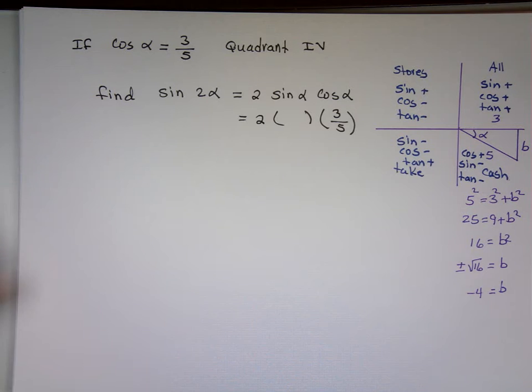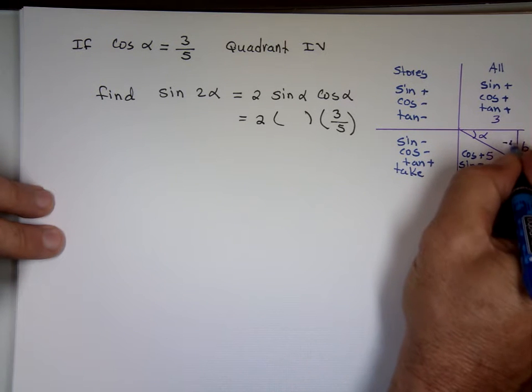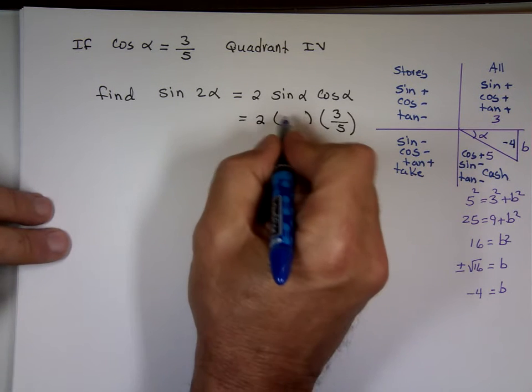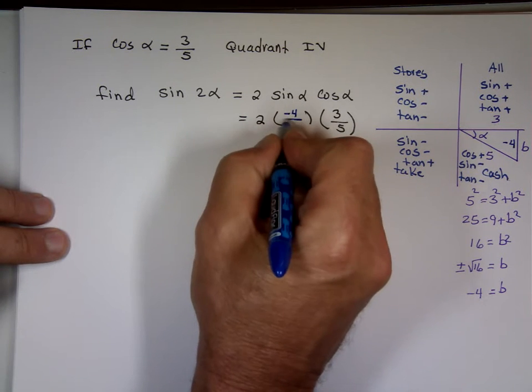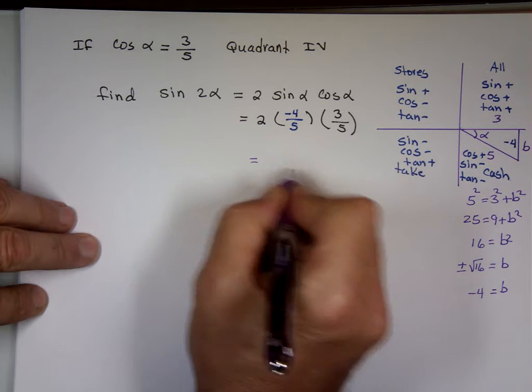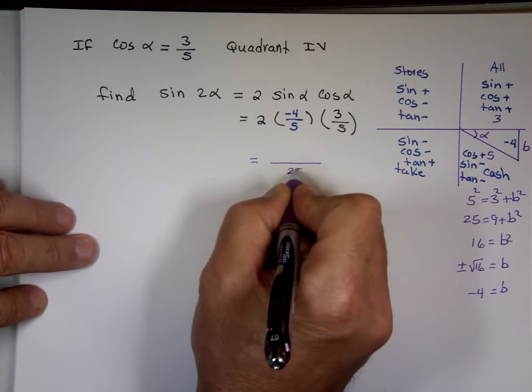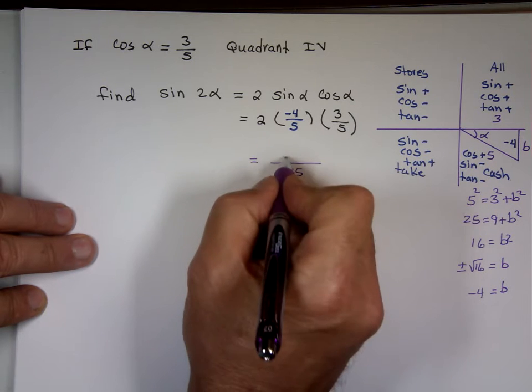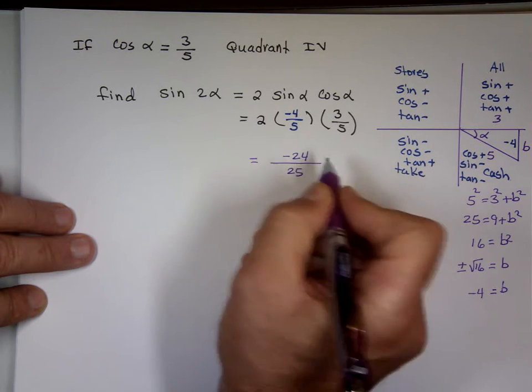Your sine now is the opposite over the hypotenuse. What's the opposite? Negative 4, and what's the hypotenuse? 5. So let's do the math. The bottom is 25. 3 times 4? 12. 12 times 2 is 24. That's negative 24 over 25.